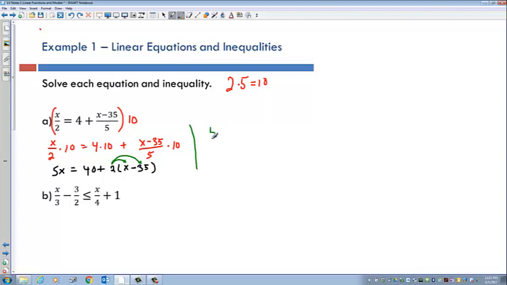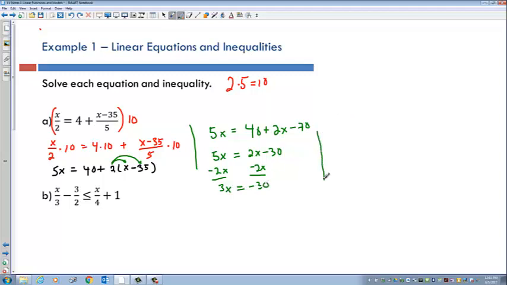So we have a 5x on the left equal to 40 plus 2x minus 2 times 35, which is minus 70. Then we combine like terms. We have a 5x on the left, and 40 minus 70 is minus 30, so we have 2x minus 30. We subtract 2x from both sides to get all the x's to one side, and we wind up with 3x on the left equal to negative 30 on the right.